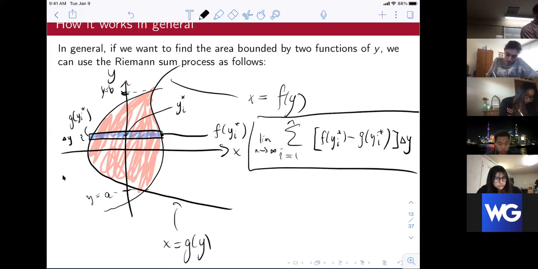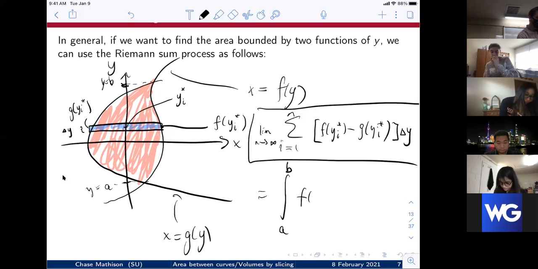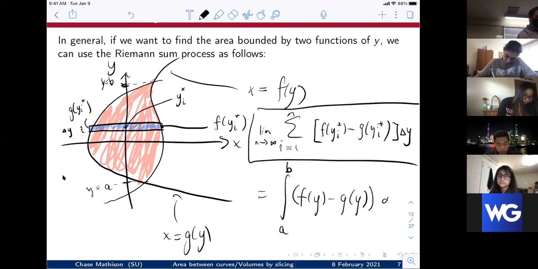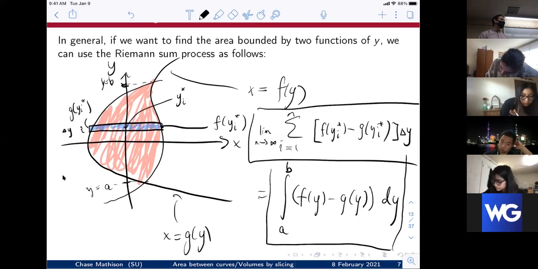Put it as an integral. Exactly right. This is, by definition, the definite integral from a to b of f of y minus g of y. Your book likes to put parentheses here. It really doesn't matter. dy. So if you want to find the area of a region bounded on the left by g of y and on the right by f of y, you take this integral. Questions on that?